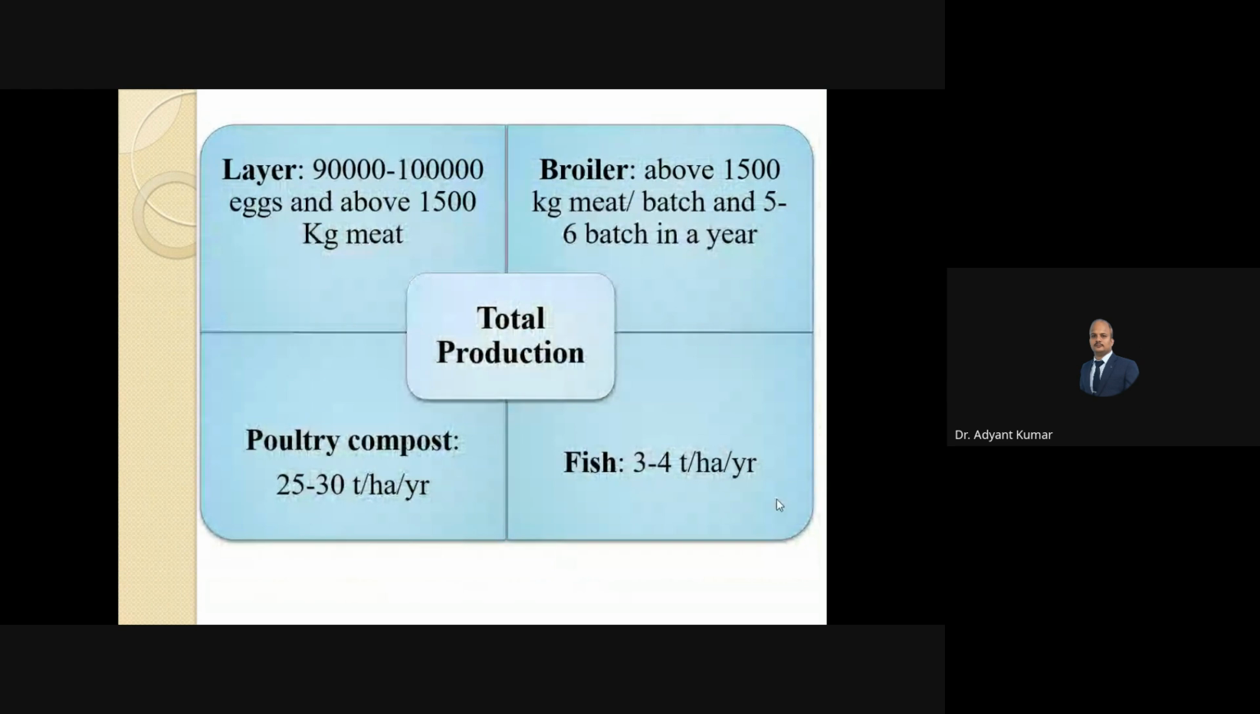Here we can say that 90,000 to 1 lakh eggs and above 1,500 kg of meat are produced from layers for 1 hectare pond area, while for broilers above 1,500 kg meat per batch, and 5 to 6 batches in a year we are going to produce. In case of fish, we are getting 3 to 4 tons of fish per hectare per year, and poultry compost we are getting 25 to 30 tons per hectare per year.